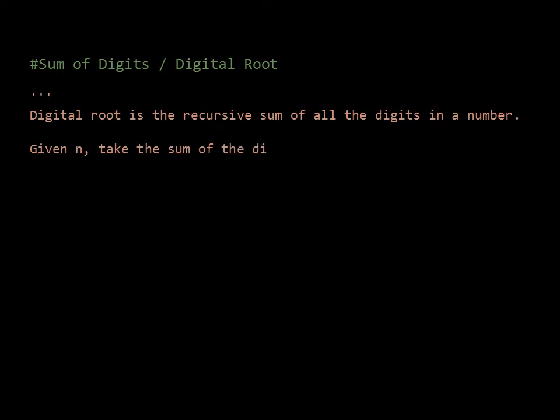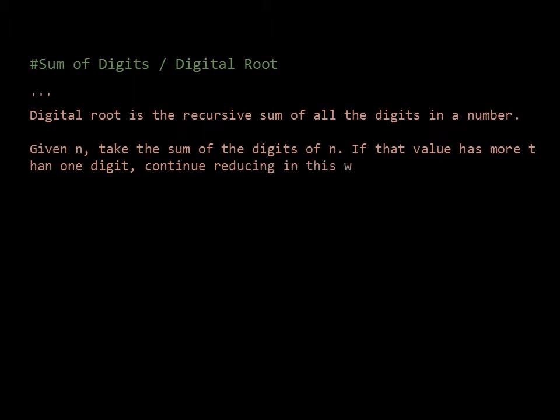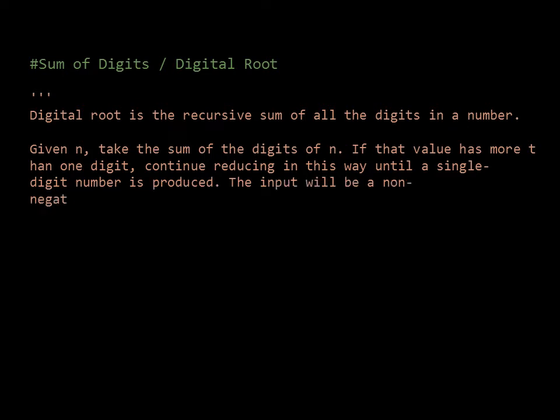Digital root is the recursive sum of all the digits in a number. Given n, take the sum of the digits of n. If that value has more than one digit, continue reducing in this way until a single-digit number is produced. The input will be a non-negative integer.